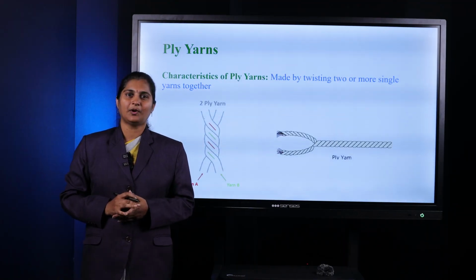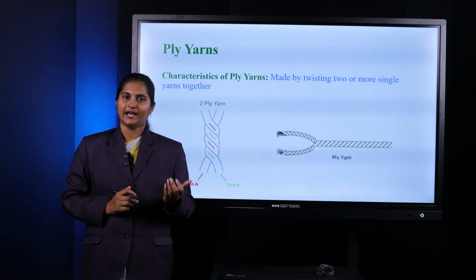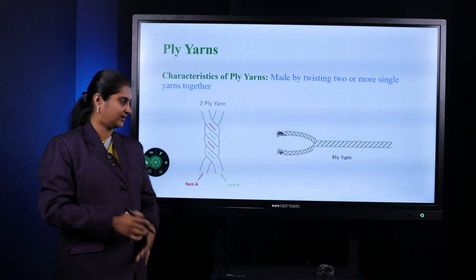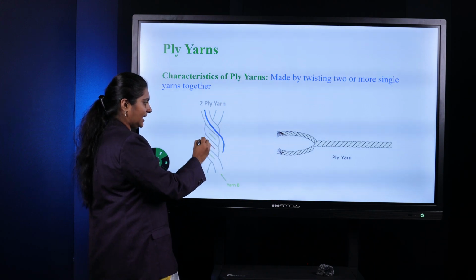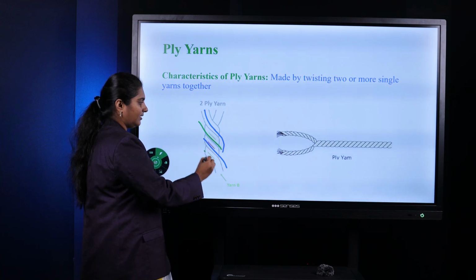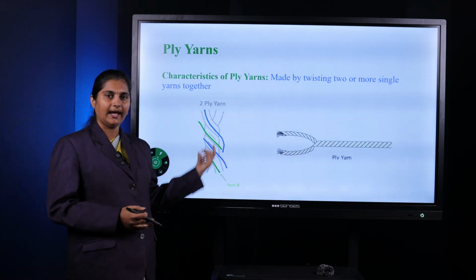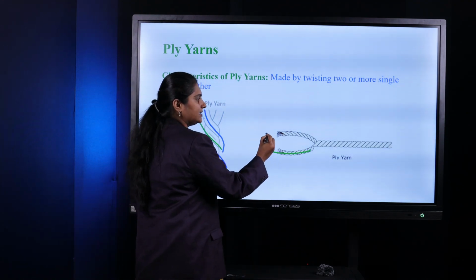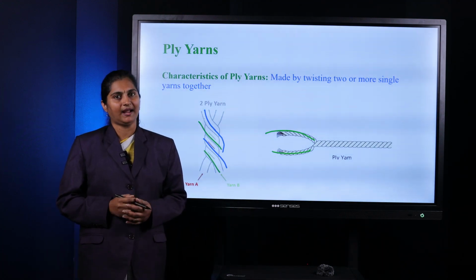We have already seen about single yarn. Now let us see about ply yarn. Characteristics of ply yarn: it is made by twisting two or more single yarns together. For example, this is a single yarn and we have another single yarn here. Both the single yarns are twisted together, hence we get a ply yarn. Herein we have another example wherein this is one yarn and this is another yarn, and both these yarns are twisted together to form a ply yarn.